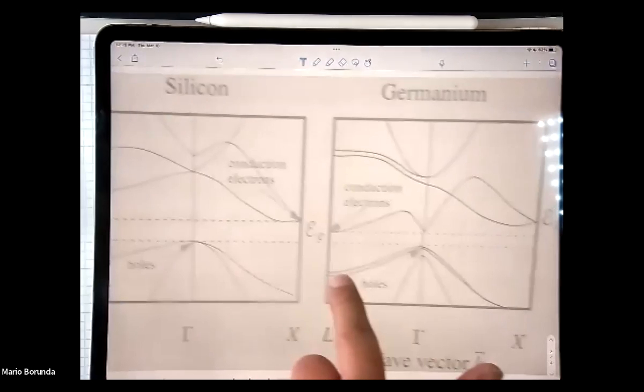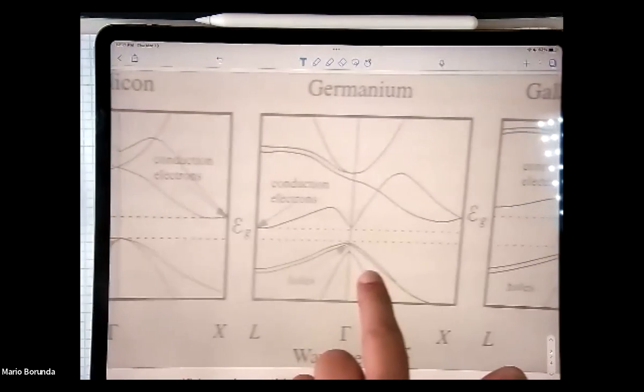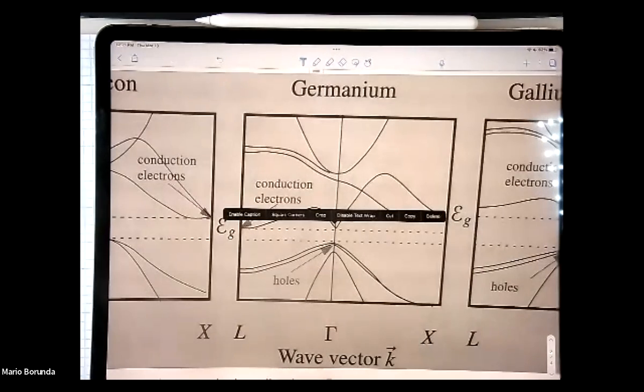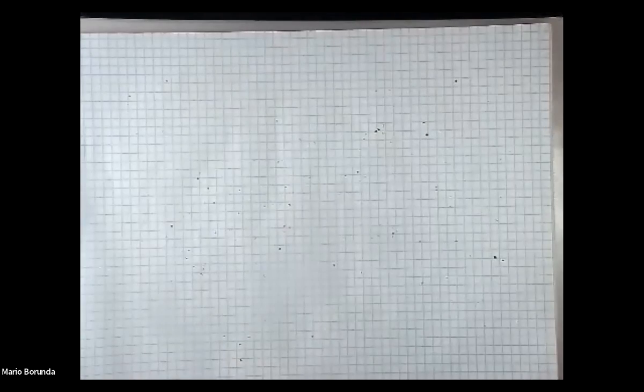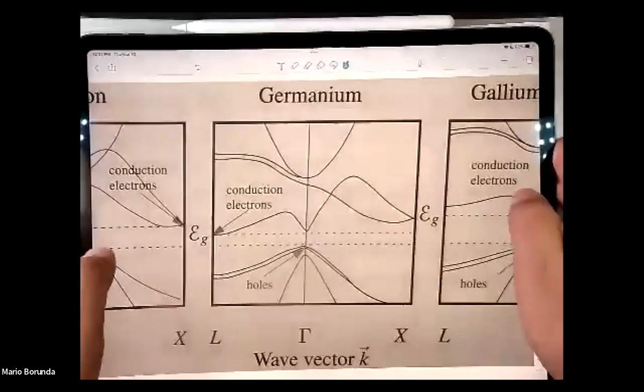We can compare it with germanium. This is germanium right here, and you can see that there are 2 points that are interesting. Let me fix this. All right, so this is germanium, right?